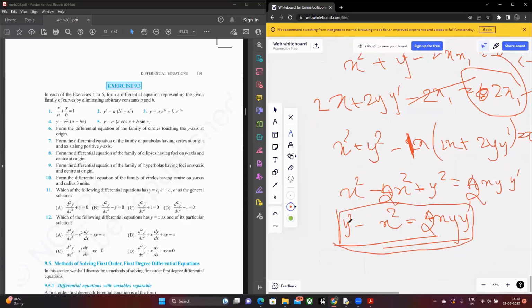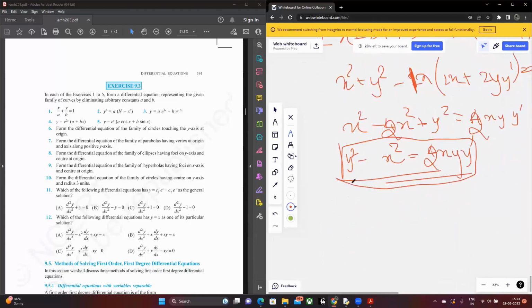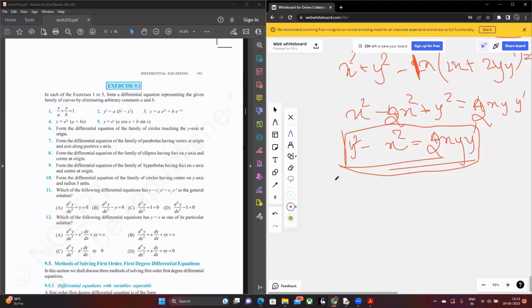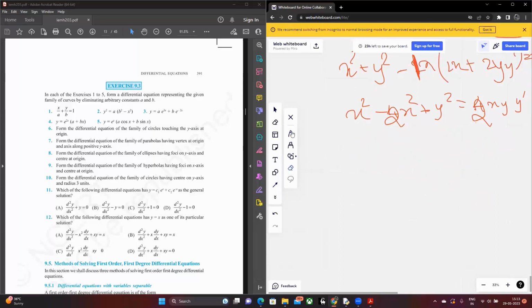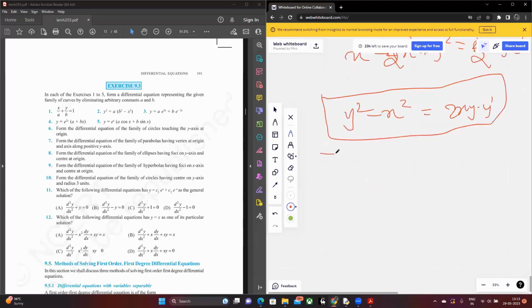Y squared minus x squared is 2 times xy into y'. Right? I'll just write this down further: it's basically y squared minus x squared equals 2xy times y'. That's question number 6. Question number 7.